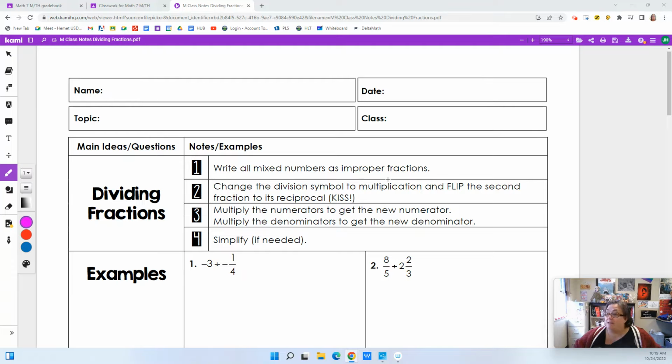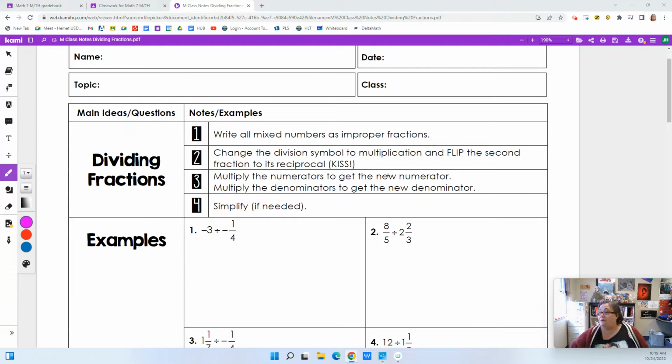If you look right now, we've got the rules up here. We've got the dividing fractions main ideas. One, write all mixed numbers as improper fractions. Do not leave them as mixed numbers, right? I saw some people doing that on the multiplication and not okay. Same thing. Turn it into improper fractions first. Change the division symbol to a multiplication and flip the second fraction to its reciprocal.